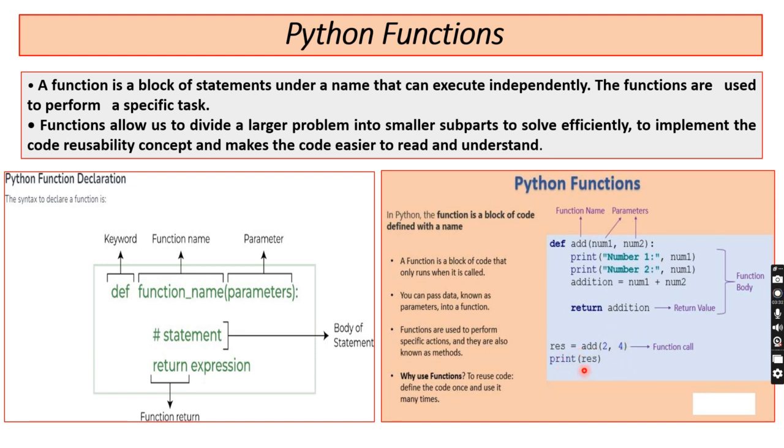Here print result. Result means add 2 comma 4. We are going to pass the parameters into the function. Then addition is equal to 2 plus 4. 2 plus 4 means 6. The 6 is returned to the result value. This is the function definition, function declaration and a simple example.